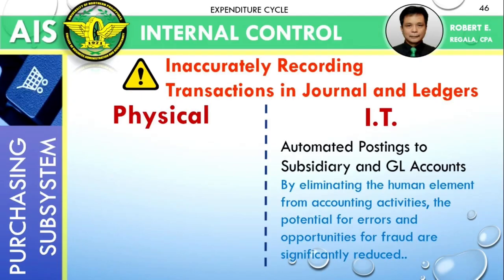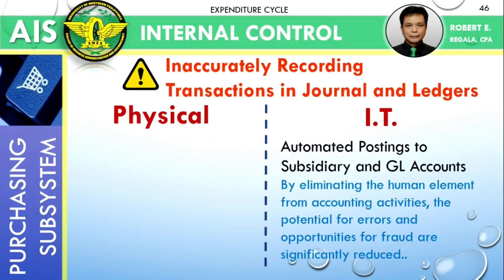In the advanced technology system, a computer application, which is not subject to human failings such as yielding to situational pressures or lacking ethical standards, decides which account to update and by how much. By eliminating the human element from accounting activities, the potential for errors and opportunities for fraud are significantly reduced. Since these are labor-intensive activities, automating them also greatly improves efficiency of operations.